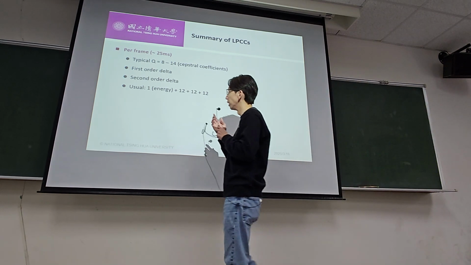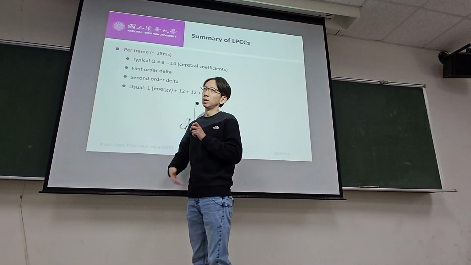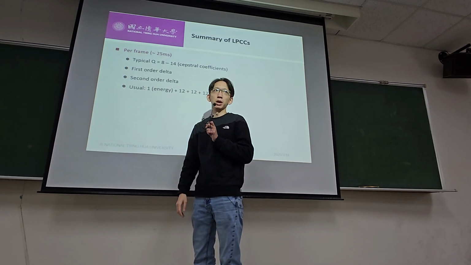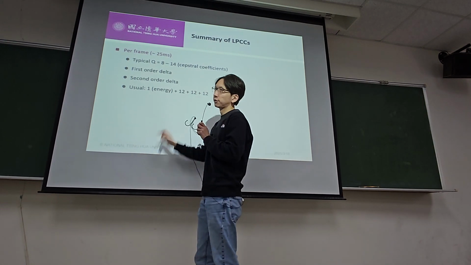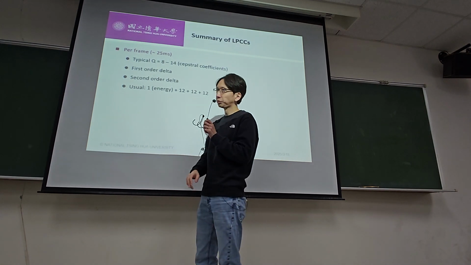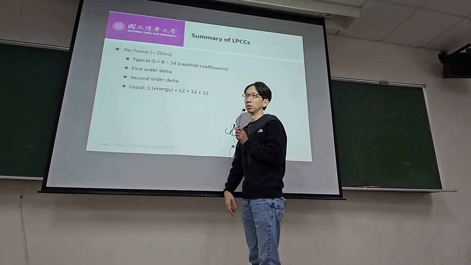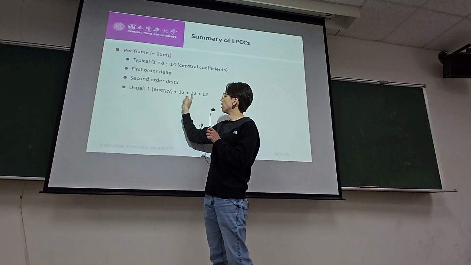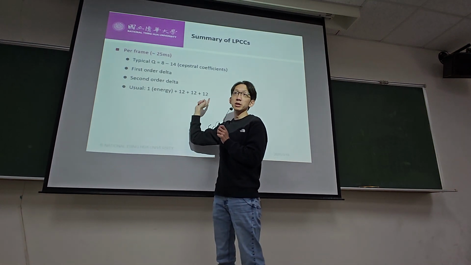Usually, if you have one, that's the C naught. You have 12 coefficients for your cepstrum. The first order delta adds another 12 coefficients, and the second order delta adds another 12, so that's 37. Or you can take 13, and then have 13, 13, and 13, that would be 39.